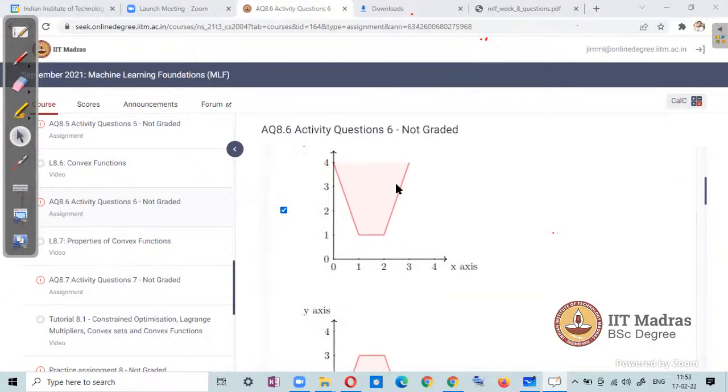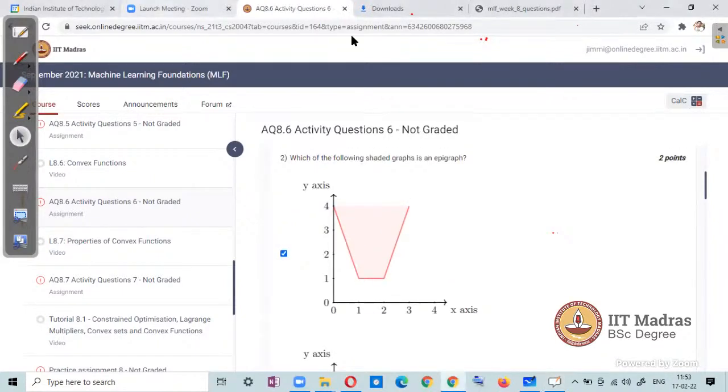Okay, so the function is given to you in such a manner that if you draw that function, you will get this kind of shape. Sir, in option B, had they shaded the upper portion, then it would have been an epigraph. Exactly.